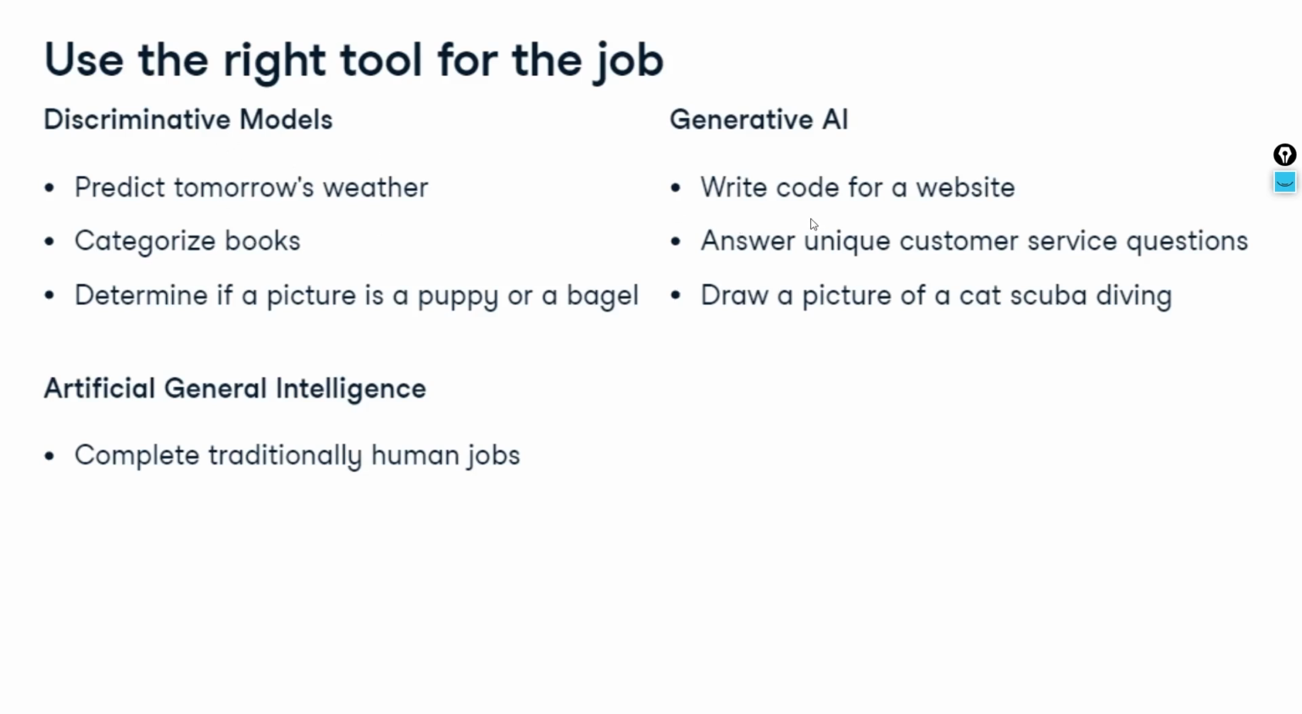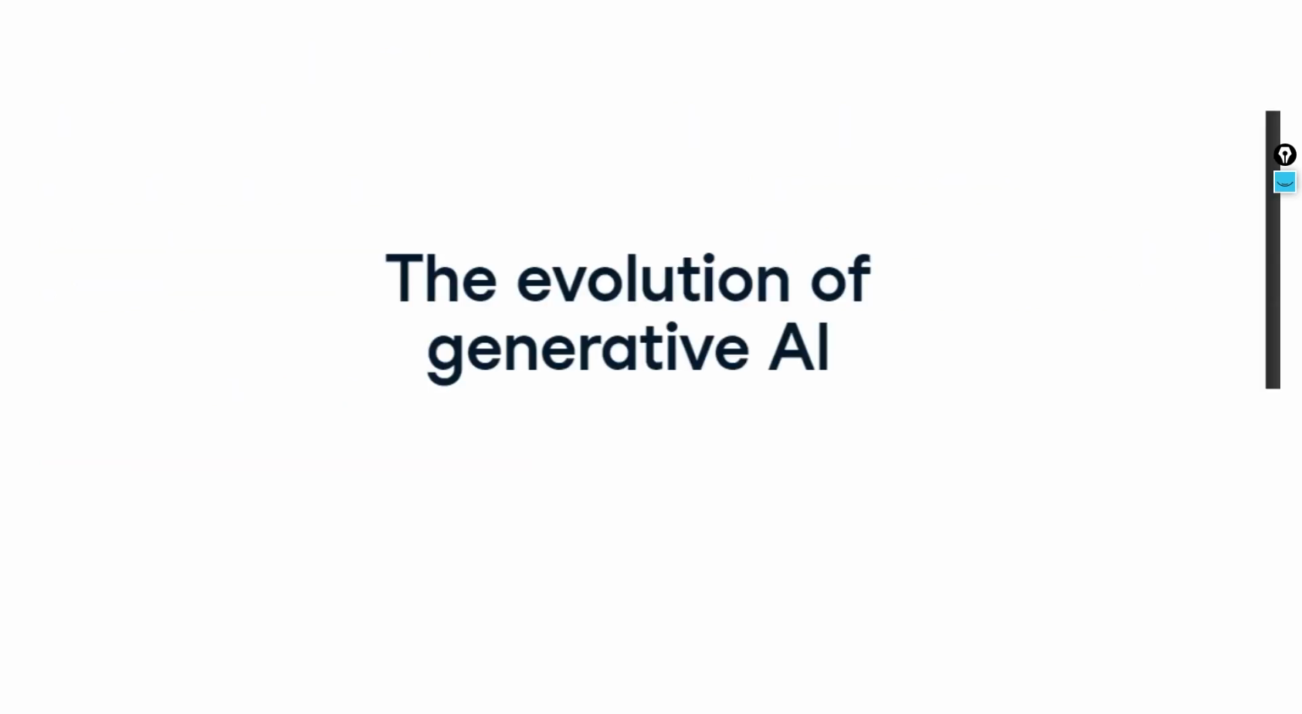So whenever we have a requirement to create code for a website from scratch, or answer unique customer service questions, or draw a picture of a cat, all of this comes under generative AI. And general intelligence is just a complete traditional human job. So we should be able to choose the right tool for whatever job we have selected.